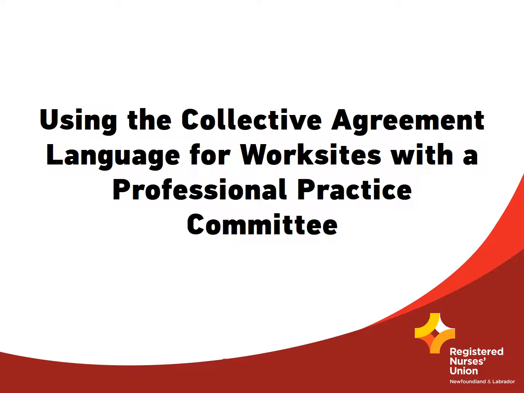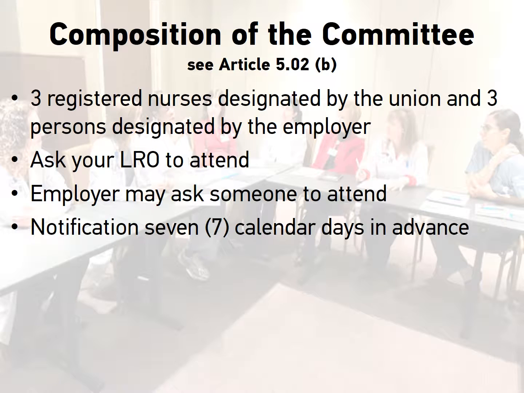For branches who have a PPC in place, refer to the collective agreement language, Article 5.02, included in the Tools section of the Professional Practice booklet. The remainder of this module will review some of the critical clauses in Article 5.02 as it applies to branches who have a professional practice committee in place. Composition of the committee. See Article 5.02b, which says, the committee shall be composed of 3 registered nurses designated by the union and 3 persons designated by the employer.